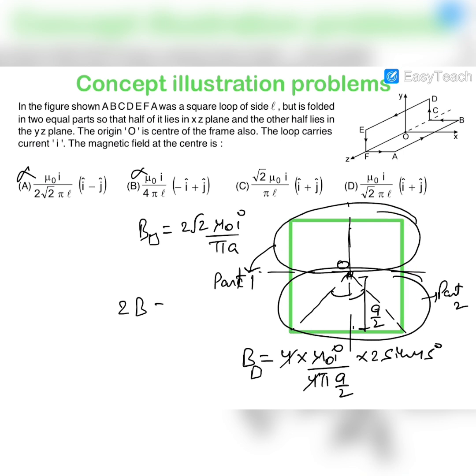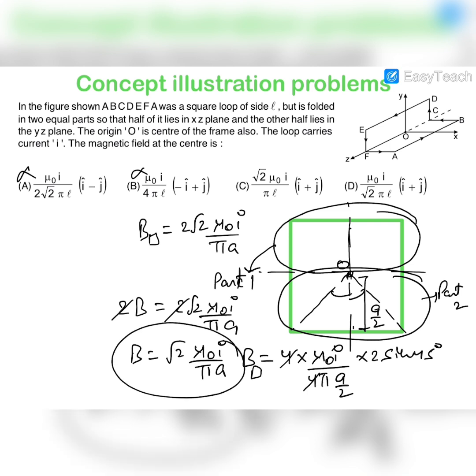So 2B will be equal to 2 root 2 mu naught I by pi A, and B will be equal to root 2 mu naught I by pi A, which means that the magnetic field due to each of the half parts will be root 2 mu naught I by pi A, where A is L in this case. So the correct answer will be option C. Now let us move on to the next question.